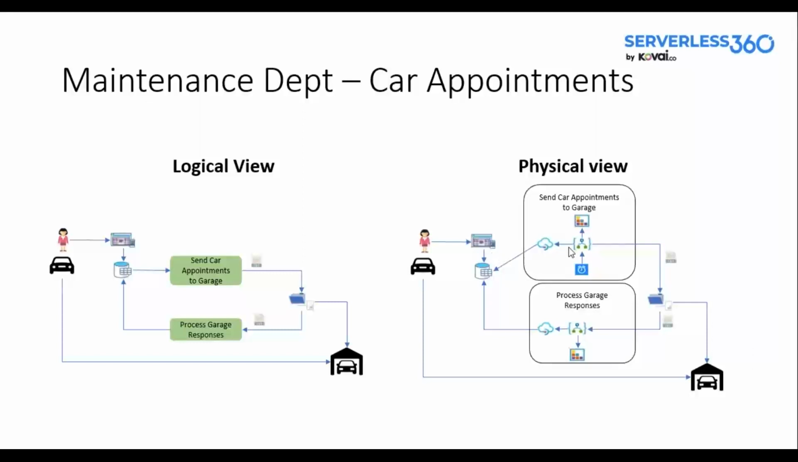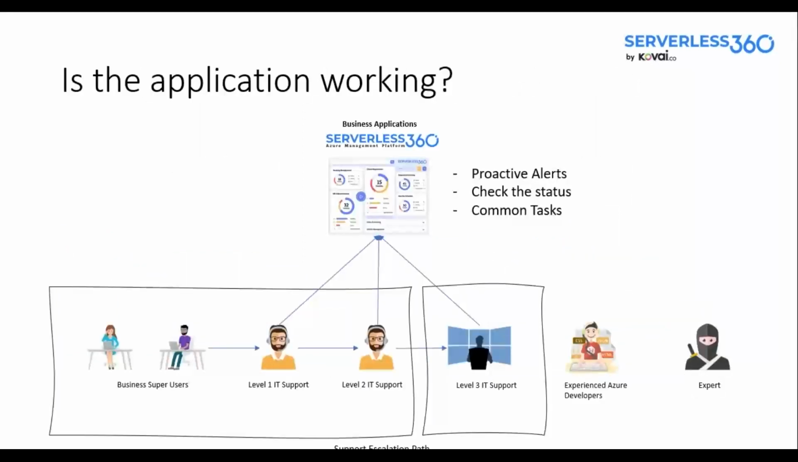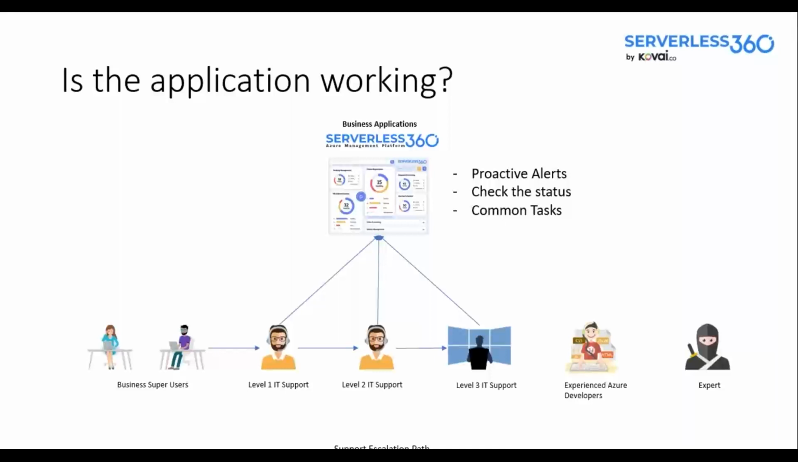So this physical view would involve a logic app which is exposed through an APIM. It's a timer triggered logic app which is going to process this information and then pass it on to the garage for further processing. And there is another logic app which has defined workflows that's going to process the garage responses and send them across to the maintenance person as a response. So this is my actual application. I am segregating them into an appointment subset application and a response subset application.